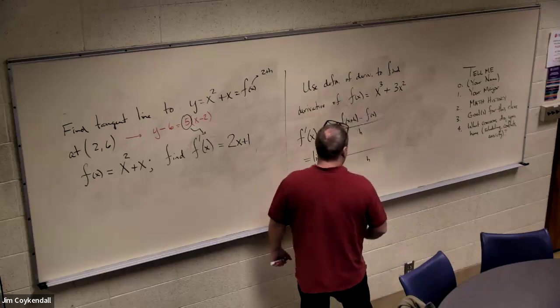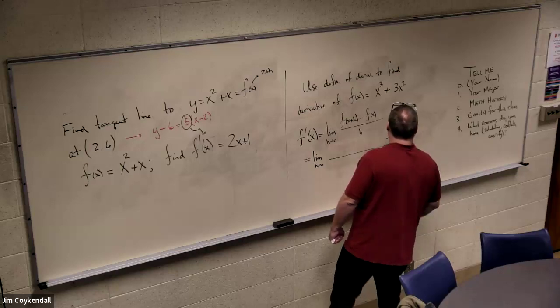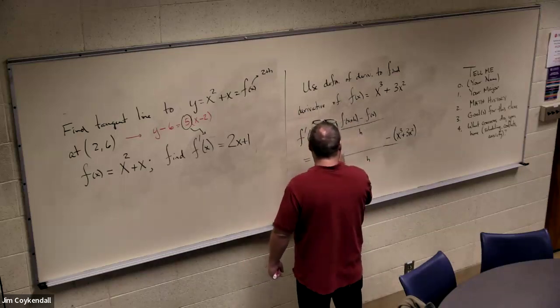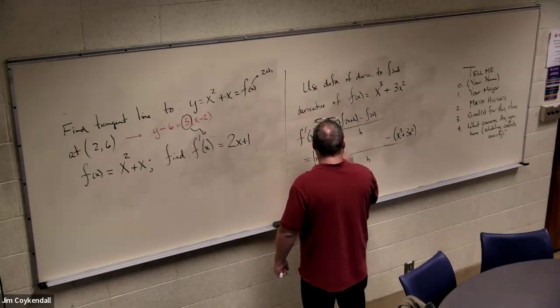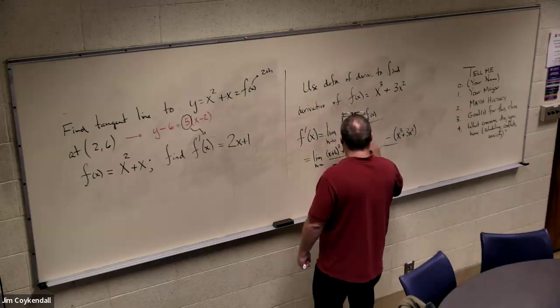I know what h is, it's h. I know what f of x is. It's x cubed plus 3x squared. F of x plus h should be x plus h cubed plus 3 times x plus h squared.